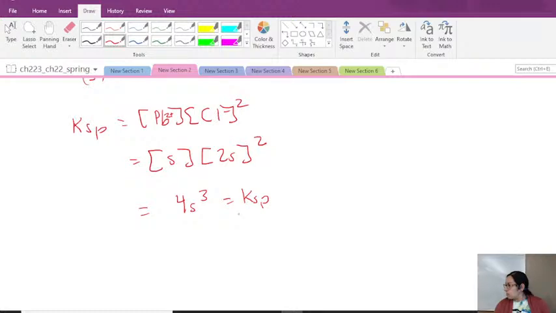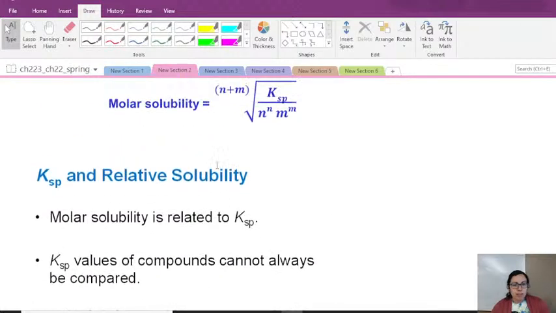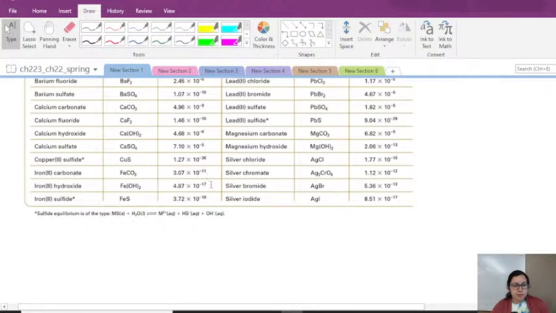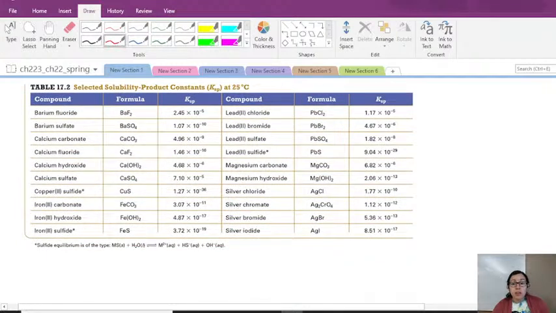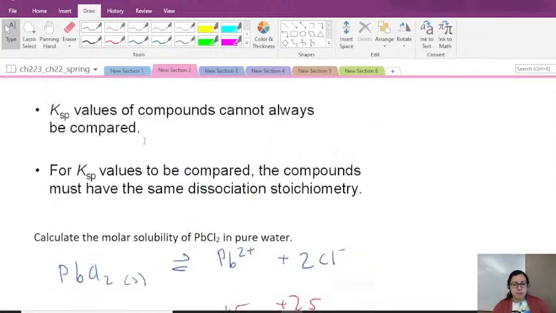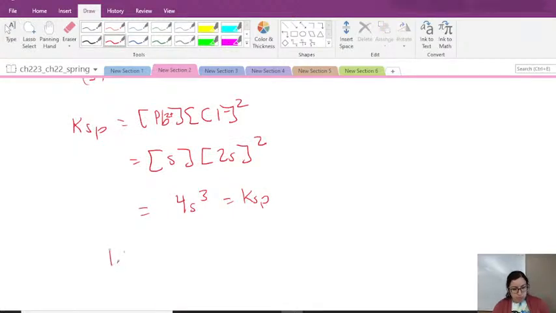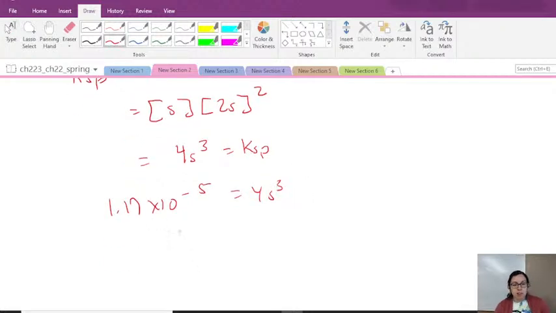And so now we just have to solve at this point. So let's pull our value. Lead chloride KSP was 1.17 times 10 to the negative fifth, which is equal to 4S cubed. And now you can do algebra and solve. So divided by 4, and then we need to take the cube root.